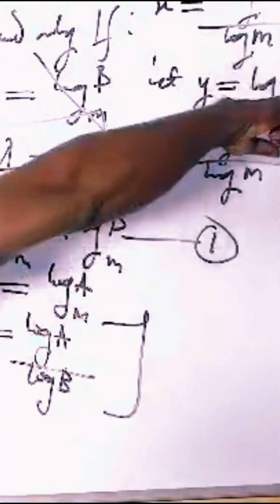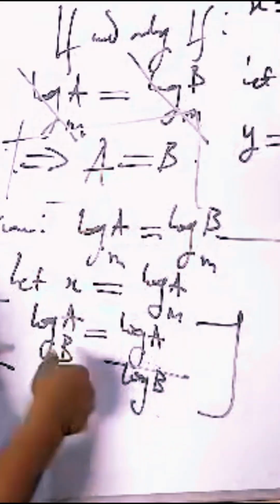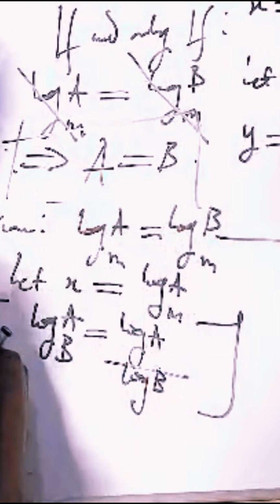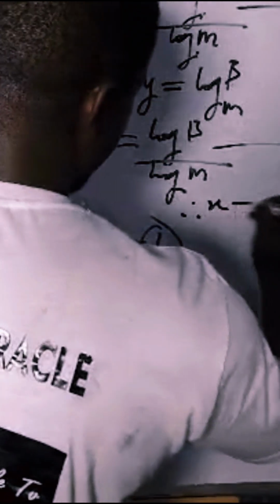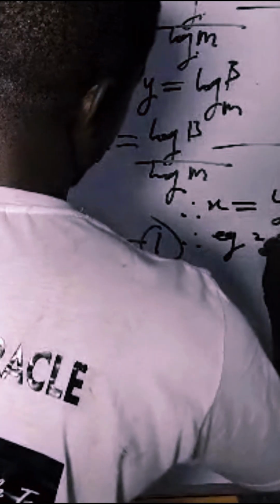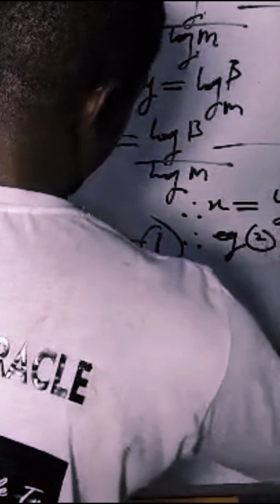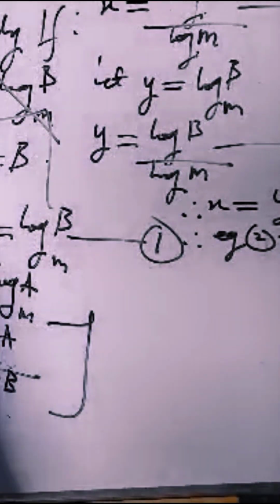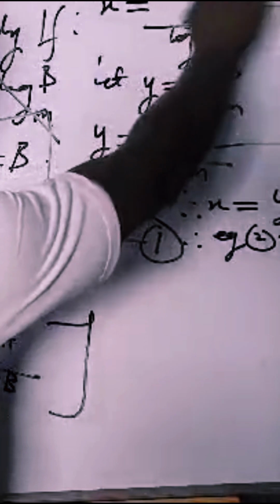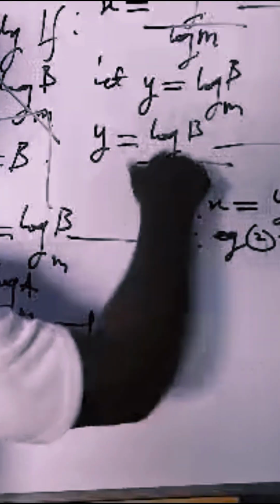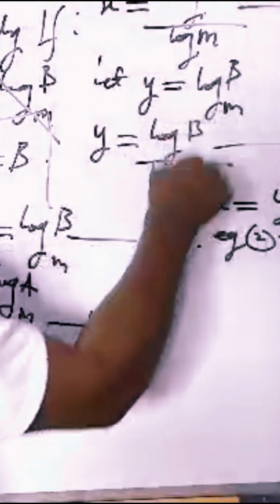Equation number 2 is equal to equation number 3. Why? Because log a to base m is equal to x and log b to base m is equal to y, but we know that x is equal to y. Therefore, equation number 2 is equal to equation number 3. So wherever I see equation number 2, I'm going to put log of a divided by log of m, and wherever I see equation 3, I'm going to substitute in log of b divided by log of m.